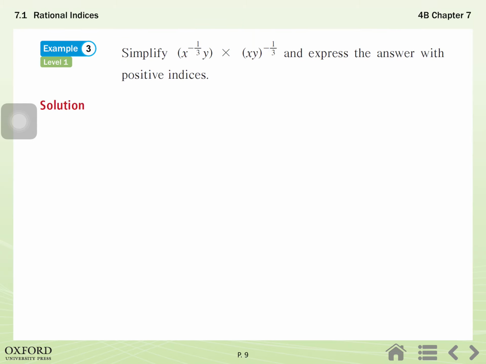Now let's do some exercise and look at example 3 here. You have to simplify this and express the answer with positive index. Now let's see, you have to express the answer with positive index. So I'm going to show you. So the first step, we copy the question first.